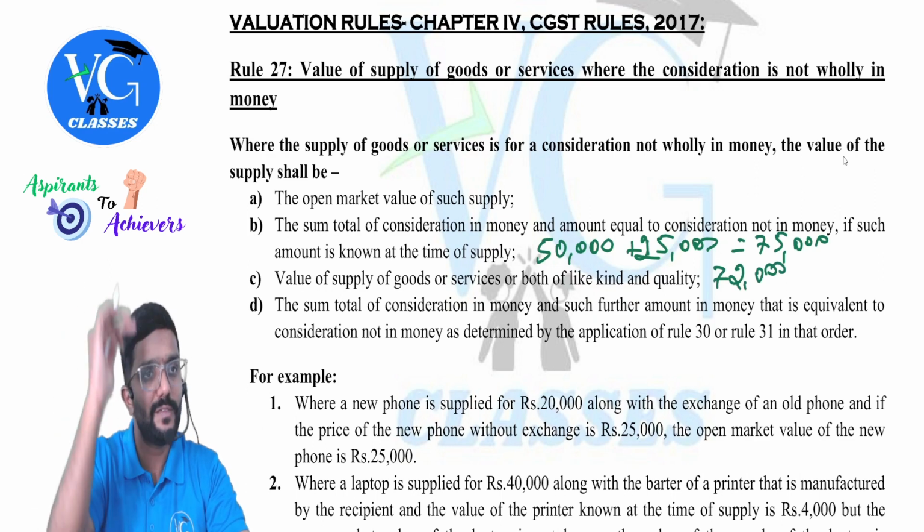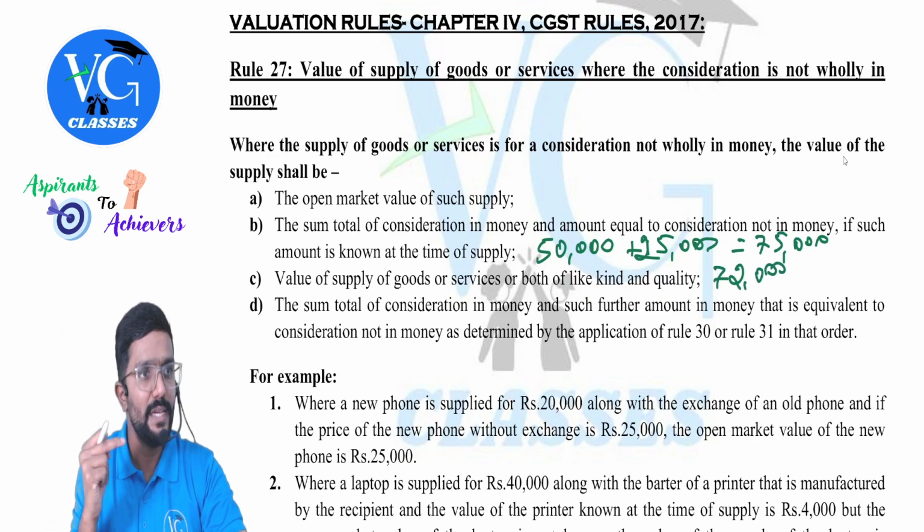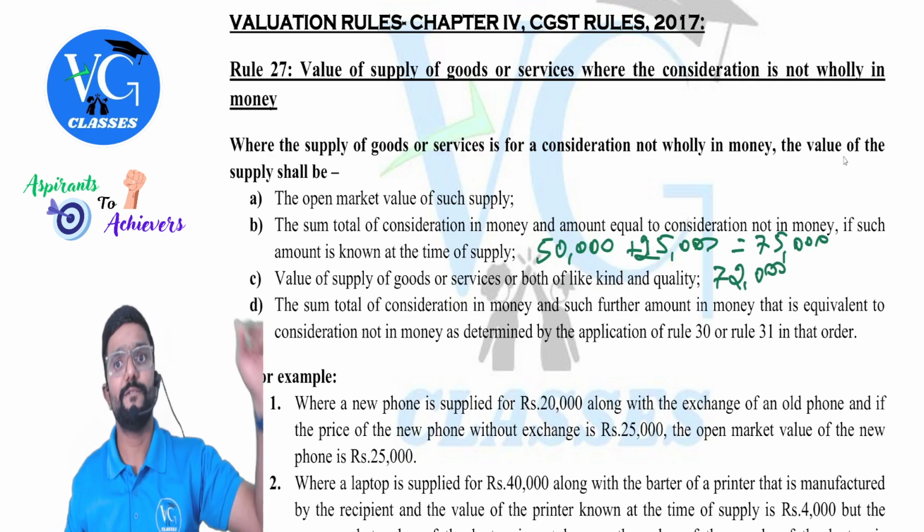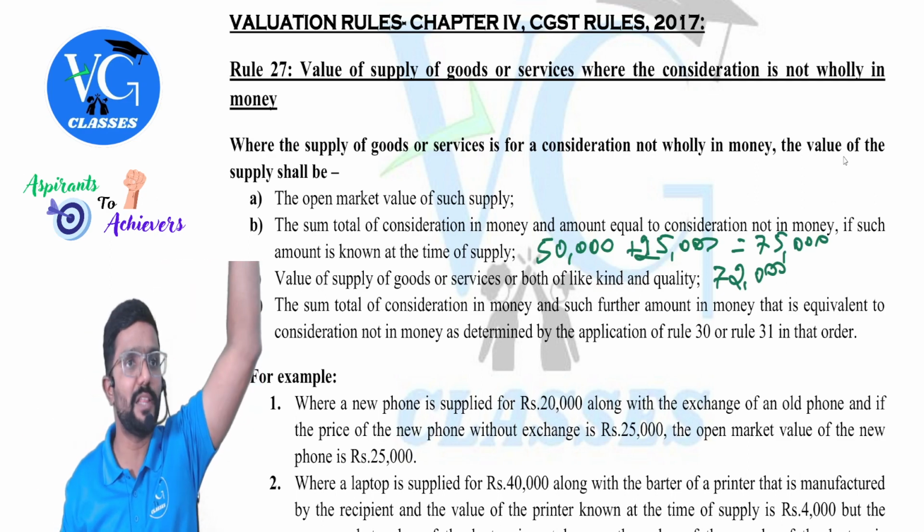Guys, please be careful. We have three options till now, A, B, C. Sir, should I straight away go to C? No, no. First, you need to check A. If A is possible, please take that only.